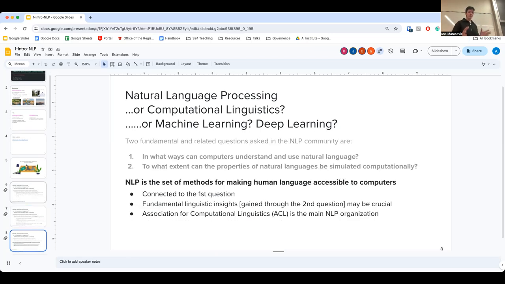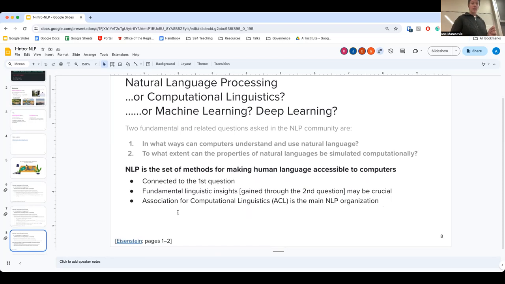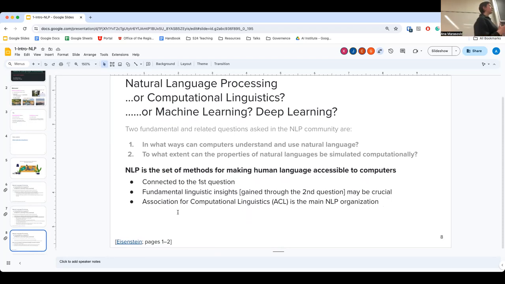So what is NLP exactly? Many people will use this definition: NLP is the set of methods for making human language accessible to computers. And to me, that definition is most centered around the first question of how we can build computational methods for language understanding and language use.